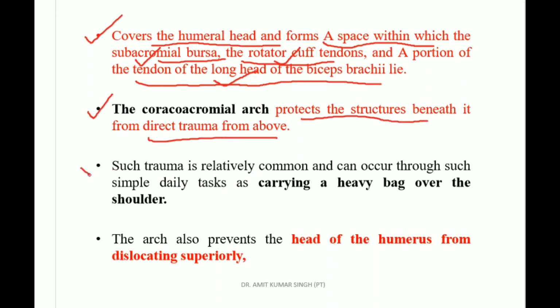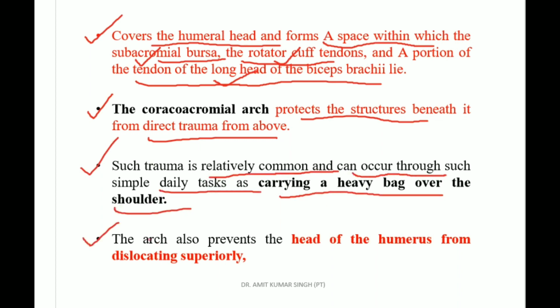And how can this trauma occur? Such trauma is relatively common and can occur through simple daily tasks, for example, carrying a heavy bag over the shoulder. The arch also prevents the head of the humerus from dislocating superiorly.